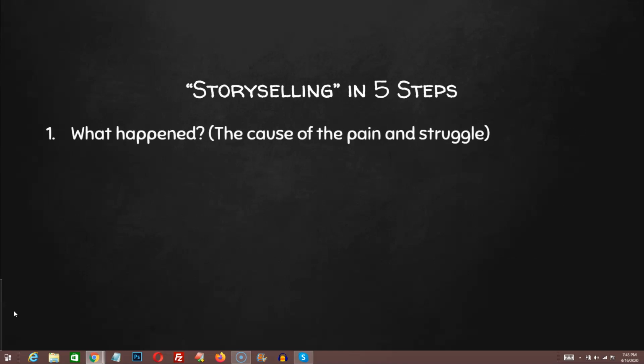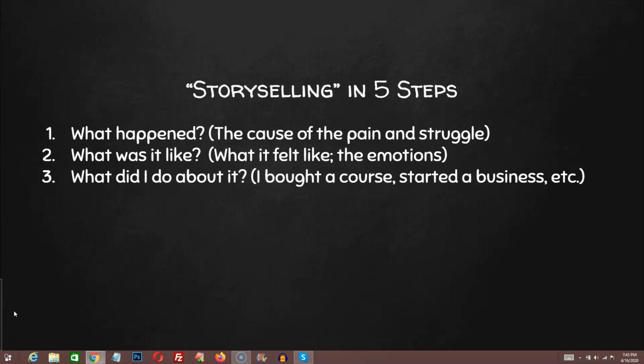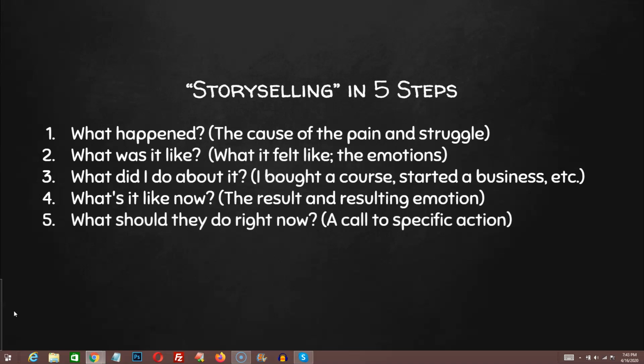So step 1, what happened? The cause of the pain and struggle, right? This is all about emotion. Number 2, what was it like? What it felt like? What are the actual emotions you had when you went through this? Number 3, what did I do about it? I bought a course, started a business, etc., right? So you're going to interweave that into your storytelling. Number 4, what it's like now, the result and resulting emotion, right? So how do you feel after your breakthrough with what you did about it? And then number 5, what should they do right now? A specific call to action, or a call to a specific action.